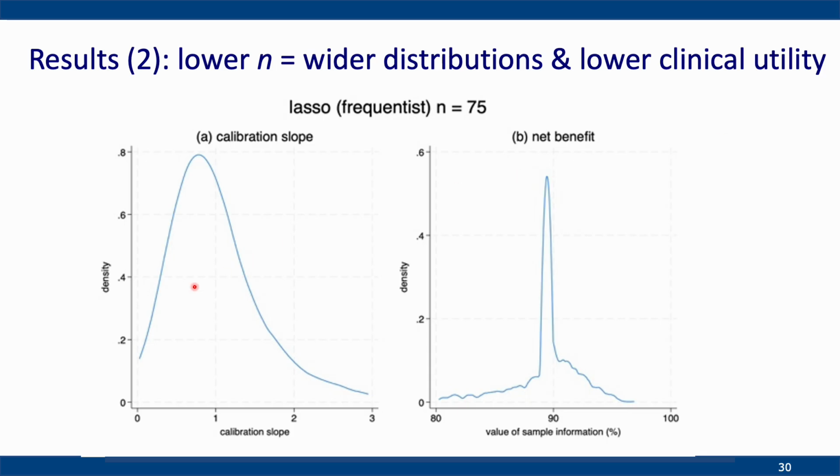Now we see much wider uncertainty. The calibration slope, again, is probably on average around 1, but there's huge variability. The calibration slope could be 0, it could be up to about 3. Net benefit, before the majority was over 90% of the maximum net benefit. Now we're looking like it's going to be less than 90% or around 90%. So the lower sample size has led to more variability, and here led to degradation in performance.